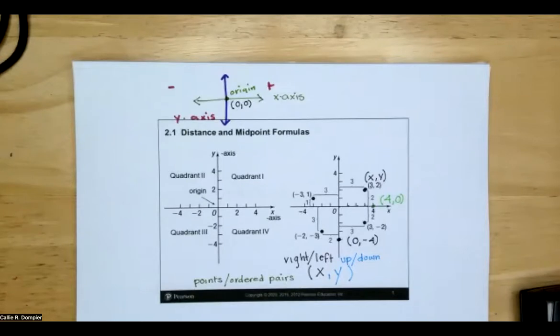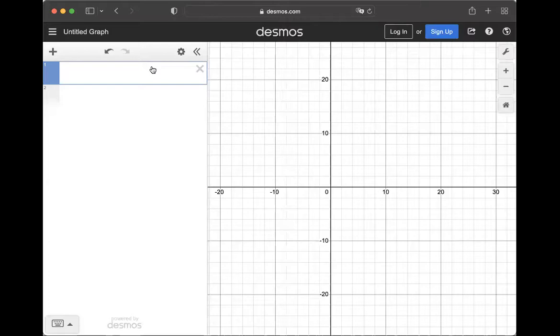Resume recording. Share screen. All right, so we had the point 3, 2. Remember, this is just desmos.com/calculator. If you go straight to desmos.com, it will offer you a graphing calculator.